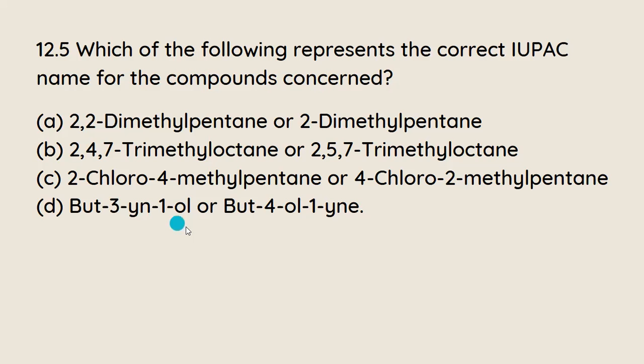Next, but-3-yn-1-ol or but-4-ol-1-yne. We did an entire video on what the priority looks like when there is a functional group and a double bond or a triple bond. In that case, the priority for the yne is lesser than the functional group. So the functional group gets more priority, and but-3-yn-1-ol is the right one.